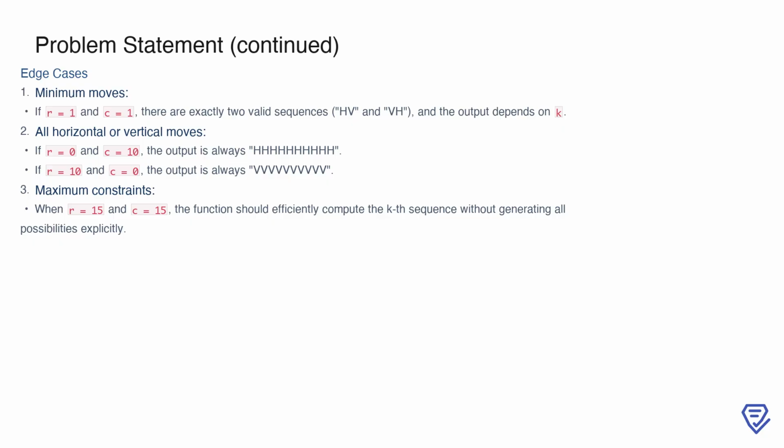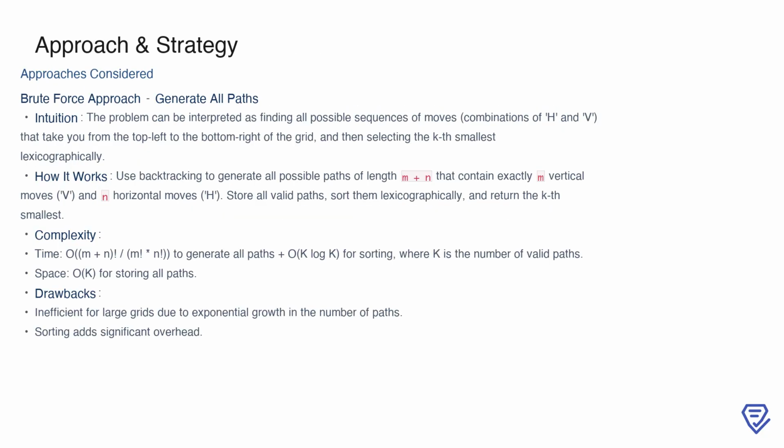These edge cases emphasize the importance of handling both small and large inputs effectively. To start, let's consider the brute force approach, where we aim to generate all possible paths from the top left to the bottom right of the grid.